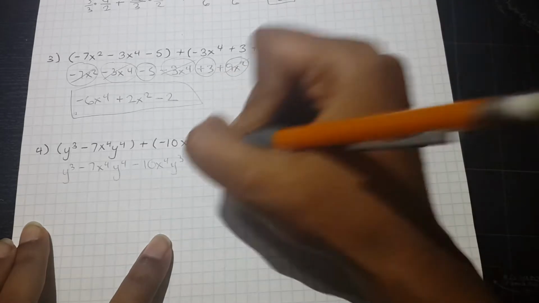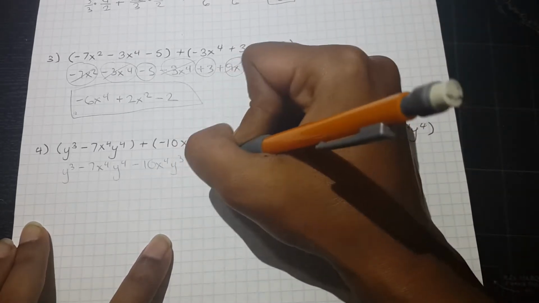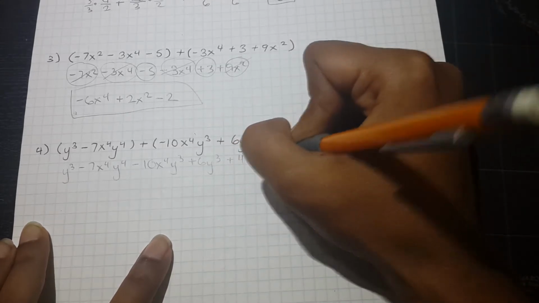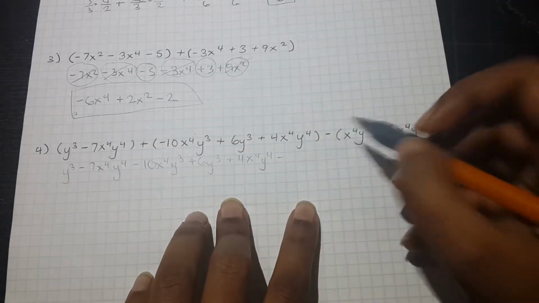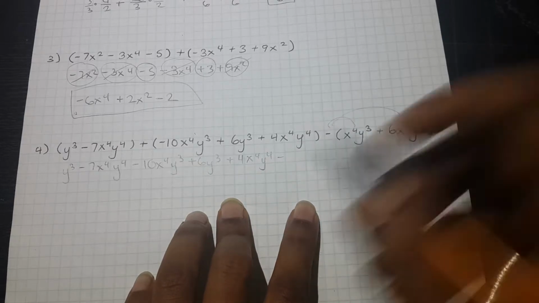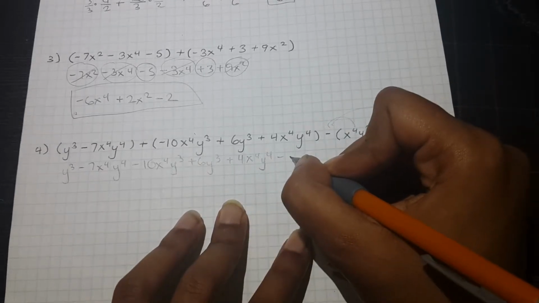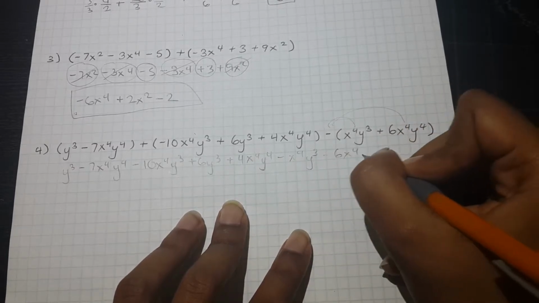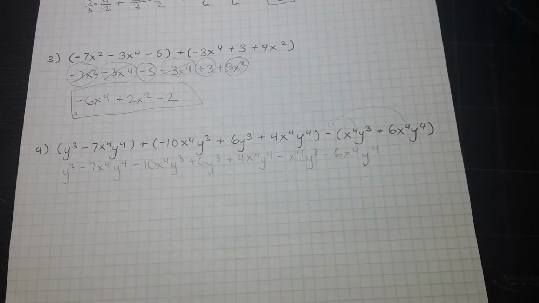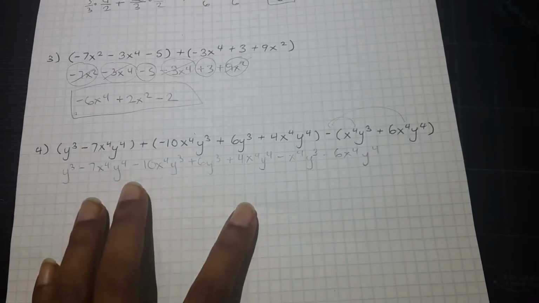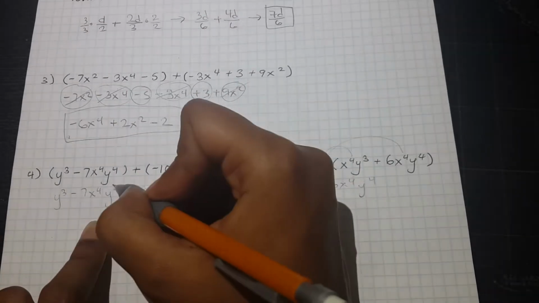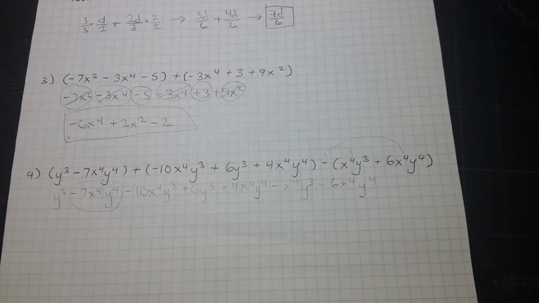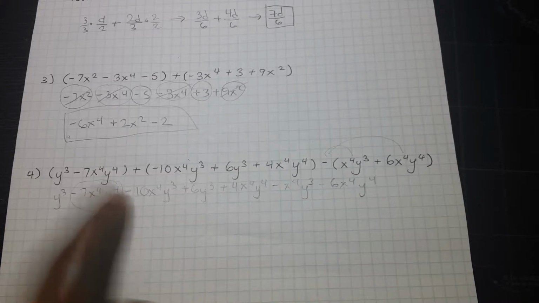And then we have plus 6y cubed, then we have plus 4x to the 4th, y to the 4th, and then we're going to distribute. That's going to make this negative and make this negative, so it becomes minus x to the 4th y cubed minus 6x to the 4th y to the 4th. Okay, great. So I want to put this in descending order, so I'm actually going to start with these terms. They have a degree of 8. And remember, you can figure out the degree of a term by adding the exponents. So 4 plus 4 is 8.